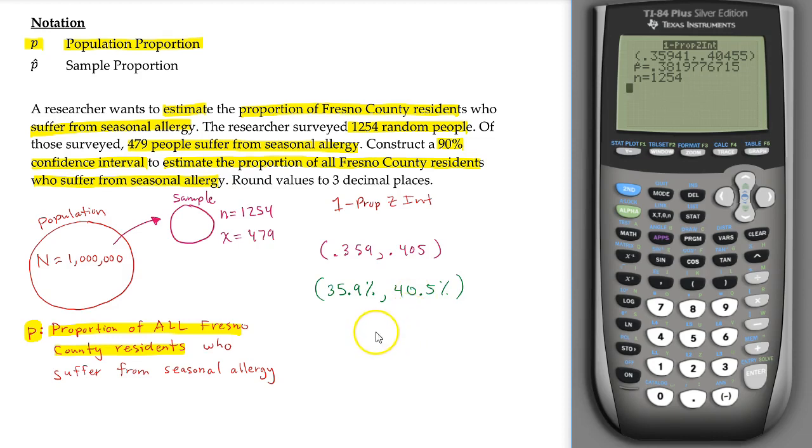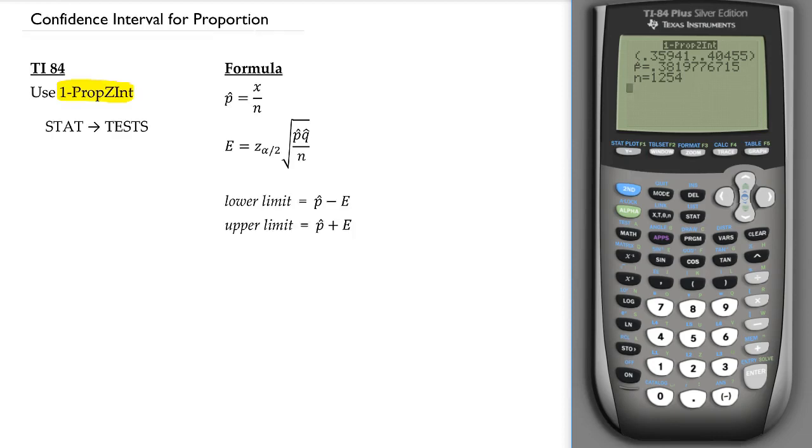All right, so again, when we get the interval, the lower limit and the upper limit, what we're saying is that we're estimating that p, the proportion of all Fresno County residents who suffer from allergies, is between those two percentages. If you were using the formulas, the only difference is you need to calculate the sample proportion and then calculate the margin of error. And then to get the lower limit and upper limit, you need to subtract the margin of error from the sample proportion for the lower limit. And for the upper limit, you'd have to add the margin of error to the sample proportion.